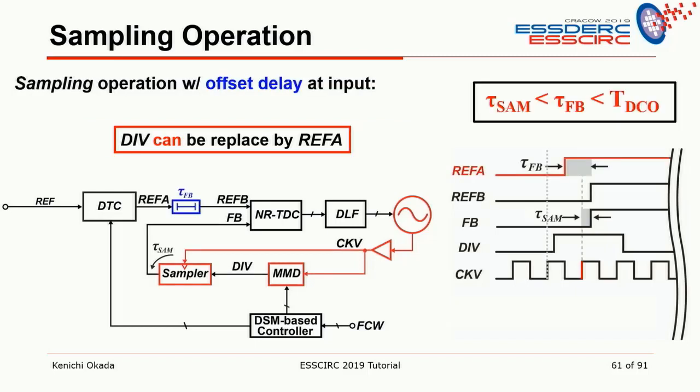So one small delay here can be utilized to realize removing this multi-modulus divider. The only difference is the one delay in the interval here. So in this case, this is reference A, and this reference B signal is generated like this. Reference A is a little bit earlier here, and this reference B and the feedback signal are aligned with each other. And this reference A signal can be used for masking this clock signal like this.